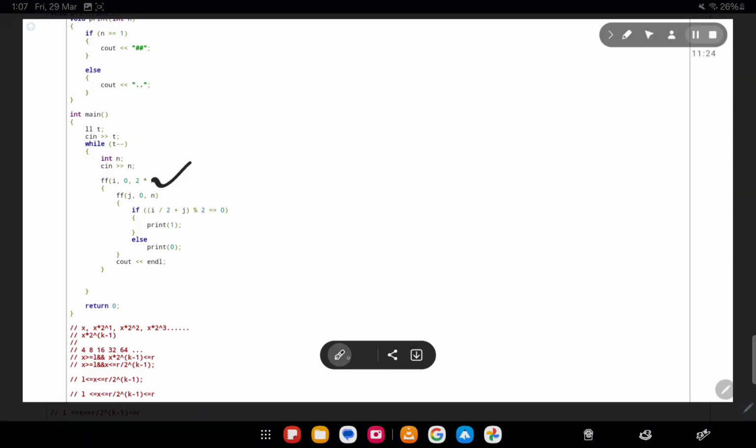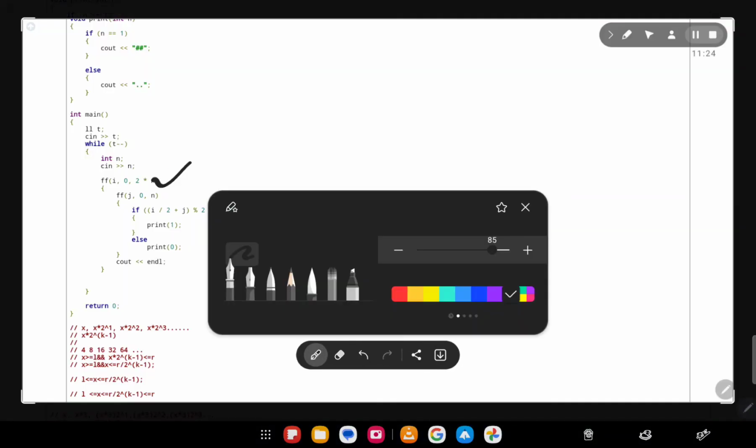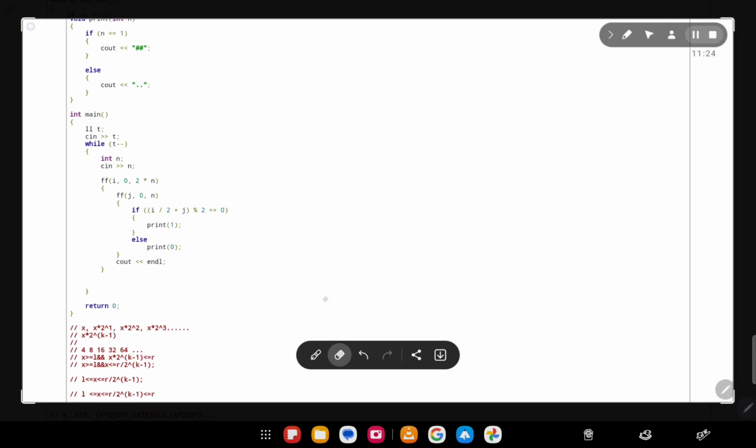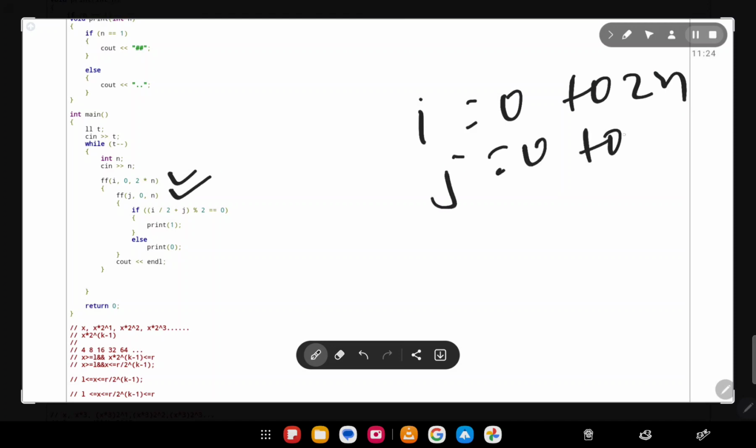Okay, so this was my outer loop. I was iterating from i equal to 0 to 2n basically, and this was my inner loop. I was iterating from j equal to 0 to n, and in each iteration we have to see if this condition is satisfied. Then we have to print the first type of format.